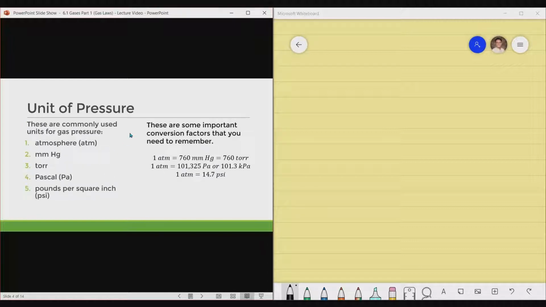Now this slide will just show you the units that we will be using for pressure. These are the commonly used units for gas pressure. You have here atmosphere, represented by atm, millimeters mercury, torr, Pascal, and then pounds per square inch or PSI.